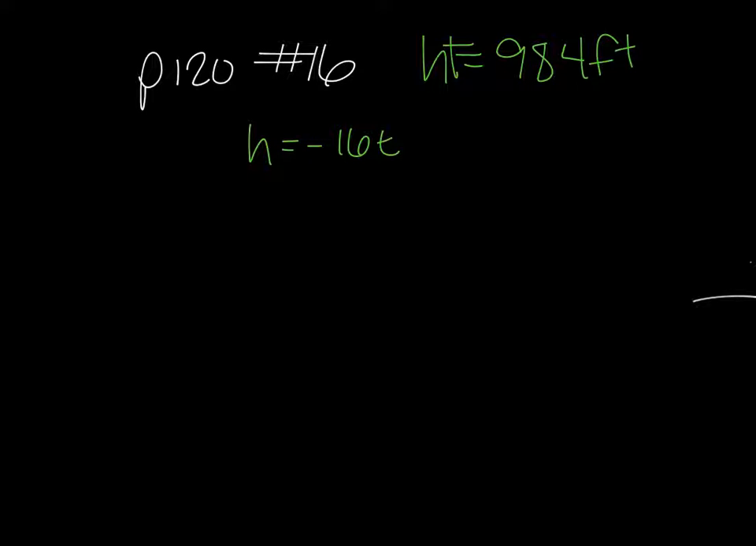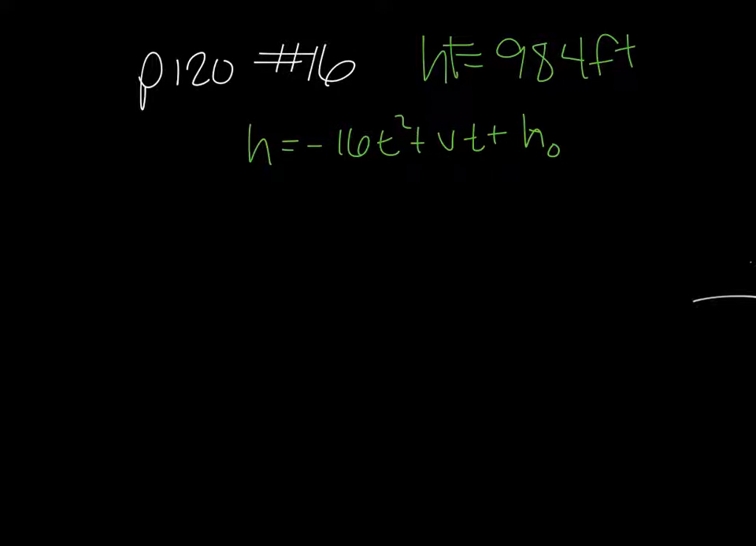Okay, page 120, number 16. It says, you drop a coin from the top of the Eiffel Tower in Paris. The building has a height of 984 feet. Okay, so the height is 984 feet. Use the position equation to write a mathematical model for the height of the coin. So the position equation is h equals negative 16t squared plus vt plus h sub 0.